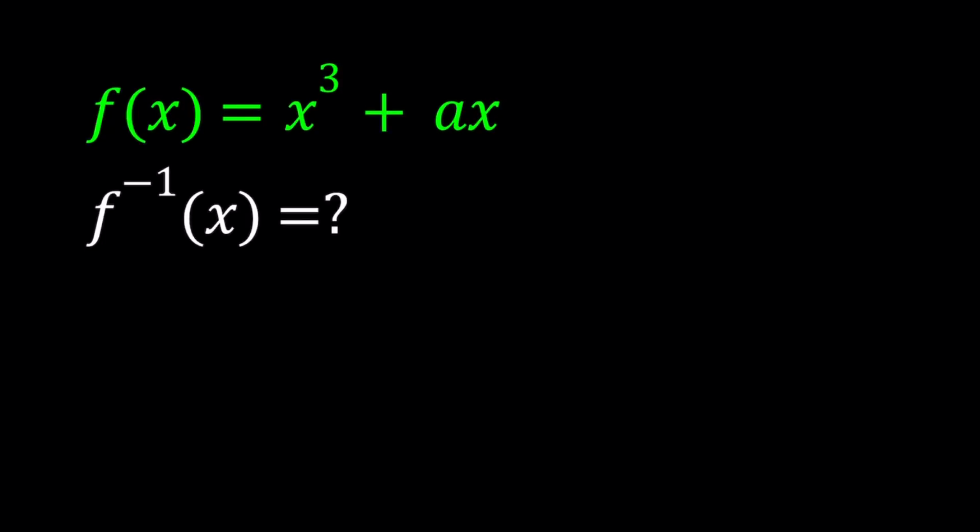Hello everyone, this is the problem that you've been waiting for, hopefully. So we have f of x equals x cubed plus ax, and we're going to find the inverse of this function. This is a cubic function, a special form of a cubic function, and we're going to find the inverse. But we also need to talk about, does this function always have an inverse?